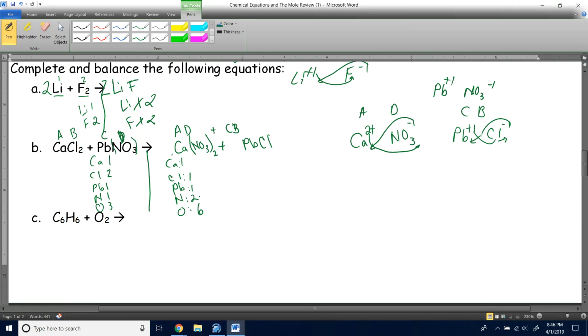So let's go ahead and get rolling. Let's do Cl first. If we notice that we have to get 2 on this side, we're going to have to have a what right here in front? We're going to have to have a 2. So Pb now changes to 2, and Cl also changes to 2.